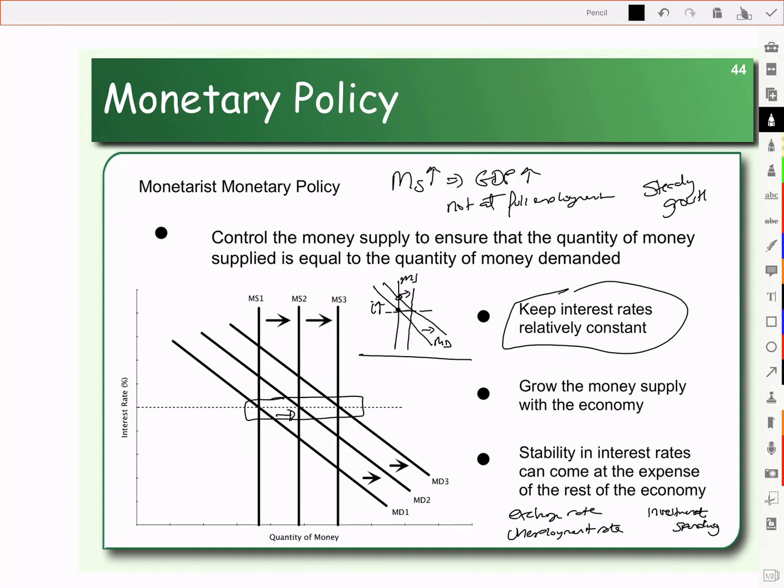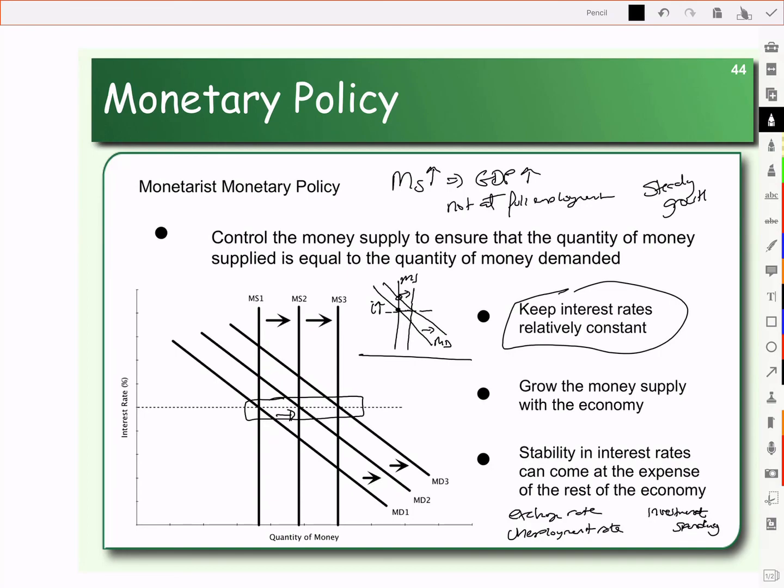Keeping the interest rate stable also may not give you the exchange rate that you desire, right? Because when the interest rate goes up, the Canadian dollar appreciates. When the interest rate goes down, the Canadian dollar depreciates. So you lose your ability to manipulate the exchange rate or to achieve the goals of closing gaps like we see with the Keynesian if primarily you're keeping interest rates constant.